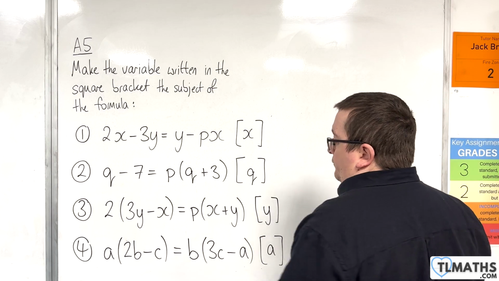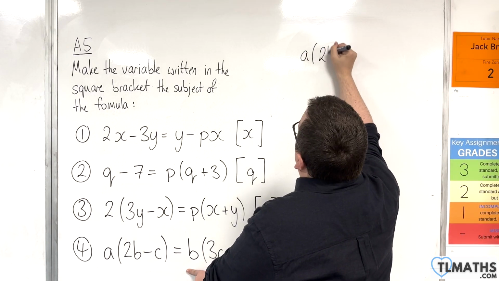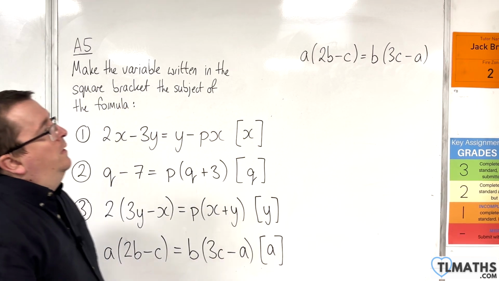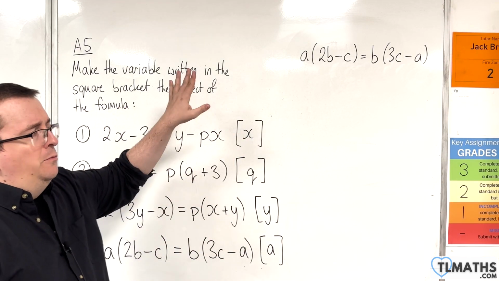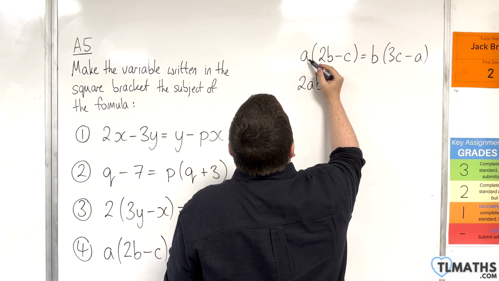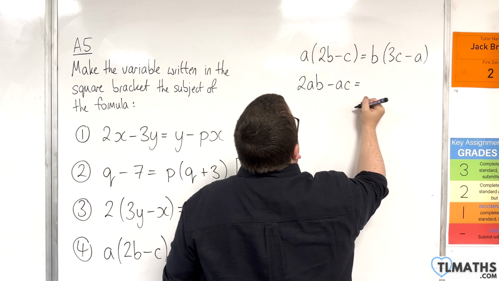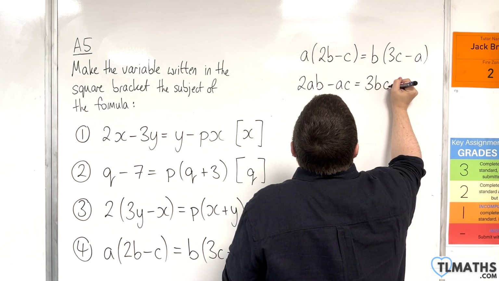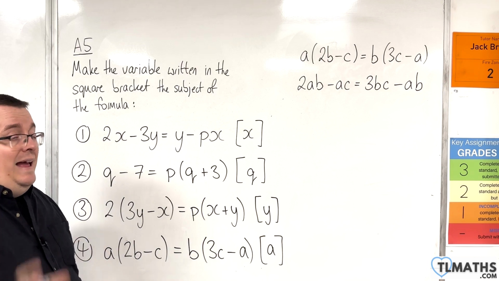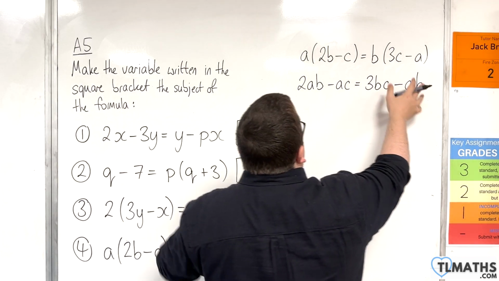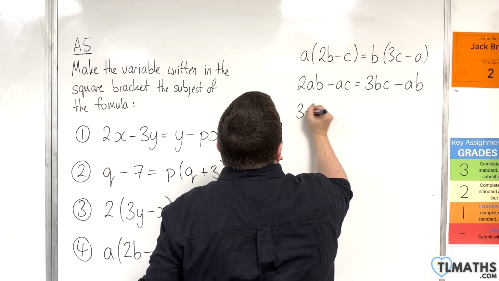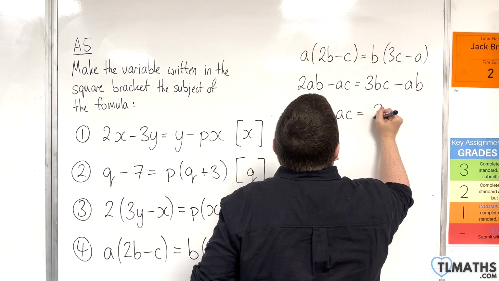Number 4. So we have a times 2b minus c is equal to b times 3c minus a. So we want to make a the subject. So I'm going to expand the brackets. So we're going to get two lots of ab, and a times minus c, so minus ac, is equal to b times 3c, so 3bc, and b times minus a, so minus ab. Okay, so let's add ab to both sides. So we get a's on one side of the equation here, okay? Now if I add ab, I've got 2ab already there, so I'd have 3ab minus ac is 3bc.